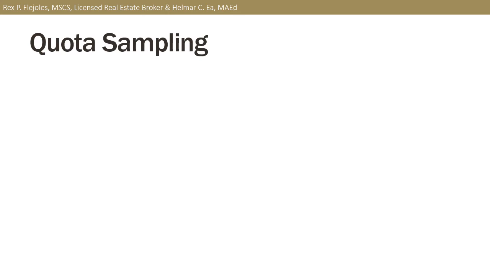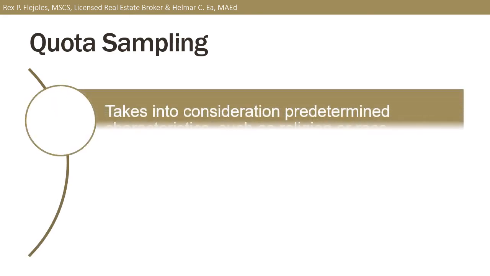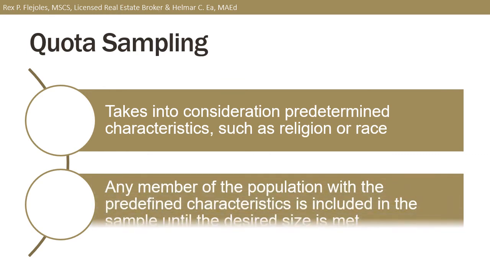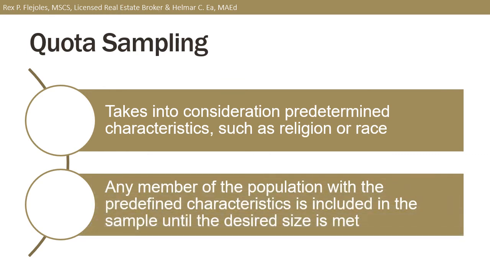For the succeeding, the colloquial use of word random may be observed in some techniques. On quota sampling, this technique takes into consideration predetermined characteristics such as religion or race of the population for a member to be included in sample. Any member of the population with the characteristics defined is included in the sample until the desired size is met.